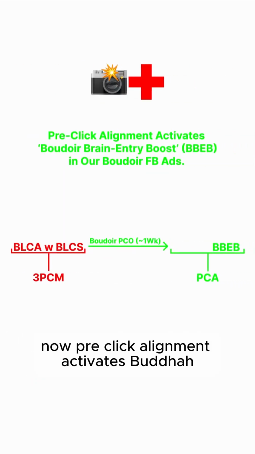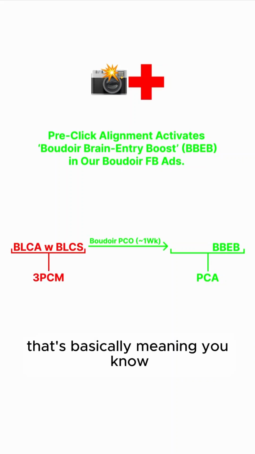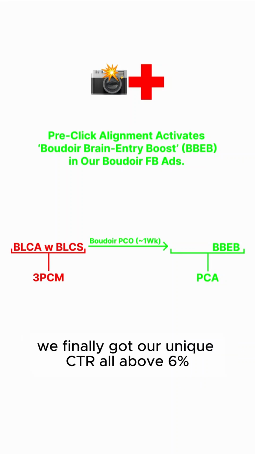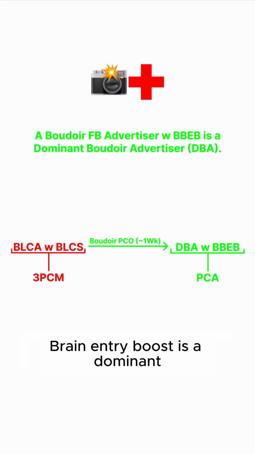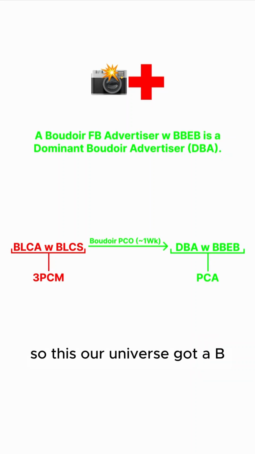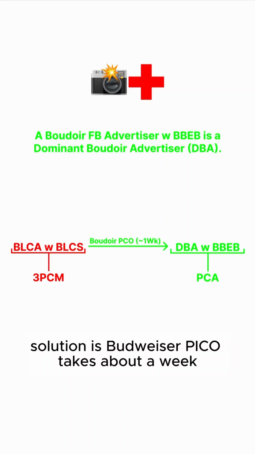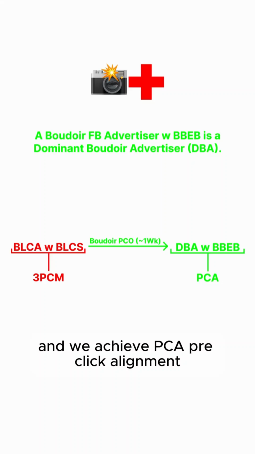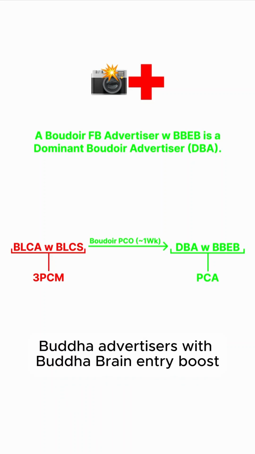Now, pre-click alignment activates Boudoir brain entry boost in our Boudoir Facebook ads. It basically means we've finally got our unique CTR all above 6%. And a Boudoir Facebook advertiser with Boudoir brain entry boost is a dominant Boudoir advertiser, a DBA. So this is our universe. We've got a BLCA with BLCS, caused by the 3 pre-click mistakes. The solution is Boudoir PCO, which takes about a week. And we achieve PCA, pre-click alignment, and we become dominant Boudoir advertisers with Boudoir brain entry boost.